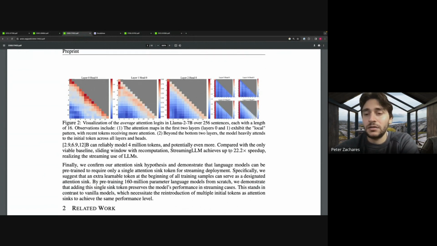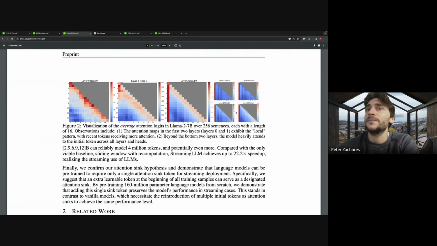I'm adding on the idea that it's kind of like a skip connection. That's not in the paper. That's just my own interpretation of what's going on here. But I do find it super interesting.